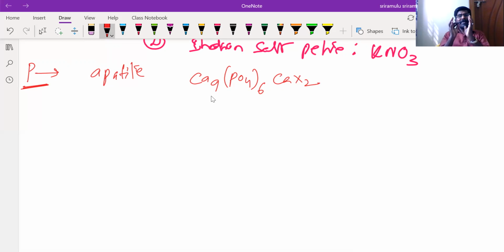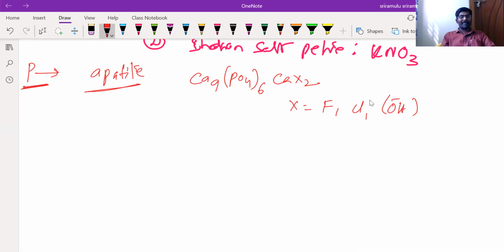These are the minerals of phosphorus. Phosphorus occurs in different apatite families. The composition of the apatite family is calcium 9 atoms, PO4 taken 6 times, and a CaX2 type of molecule. Here X may be fluorine, chlorine, or an OH group.